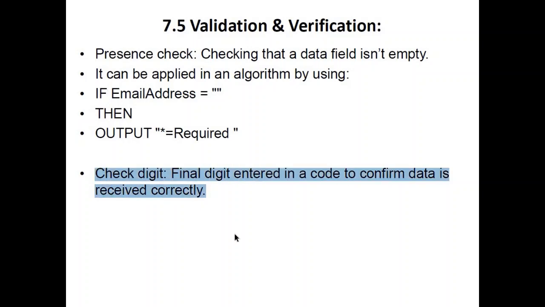Last validation check which we have is known as check digit, and it is the final digit entered in a code to confirm that data is received correctly. Again, this check digit is covered in more detail in section number 2, methods of error detection, so you don't really need to worry yourself about it. Last but not the least, if the examiner wants you to calculate check digit, then it is going to give you steps in the question. So you simply convert those steps into a sensible algorithm and you would be good enough.